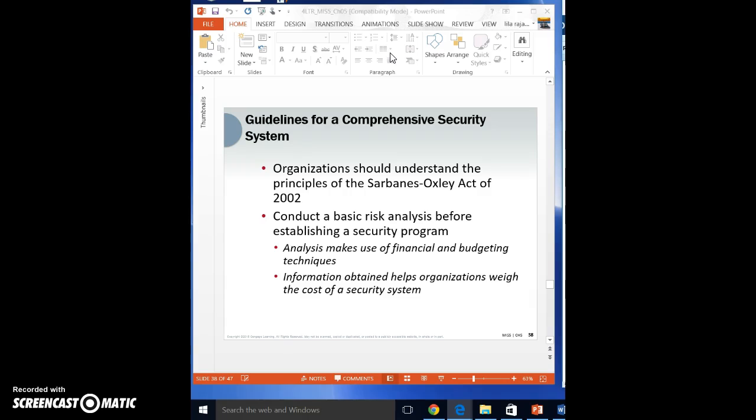Organizations should also conduct a basic risk analysis before establishing a security program. This analysis often makes use of financial and budgeting techniques such as return on investment to determine which resources are most important and should have the strongest protection. This information can help the organization weigh the cost of a security system.